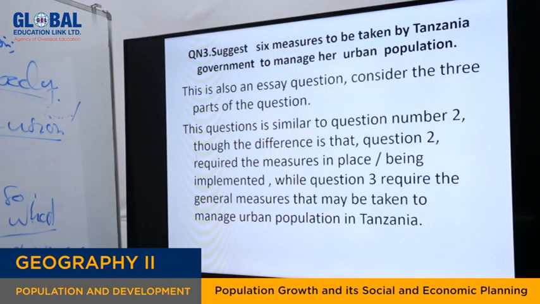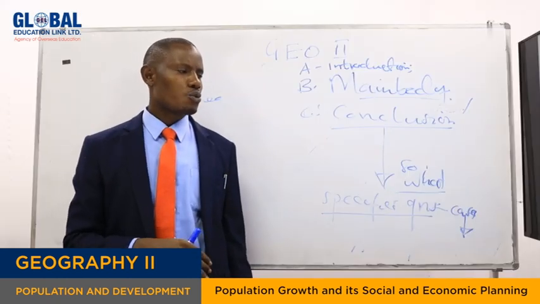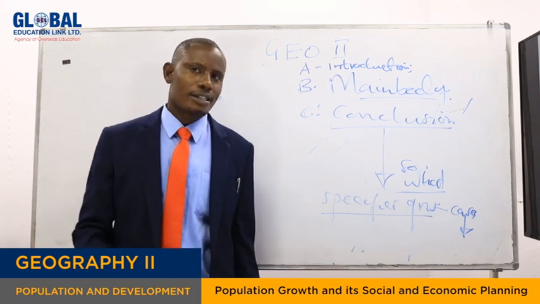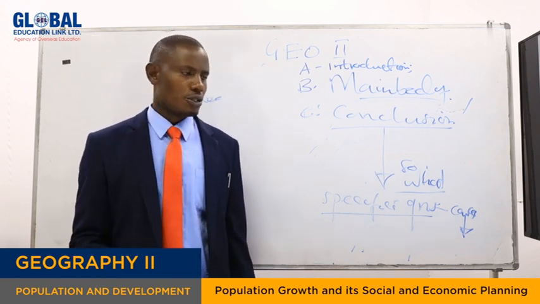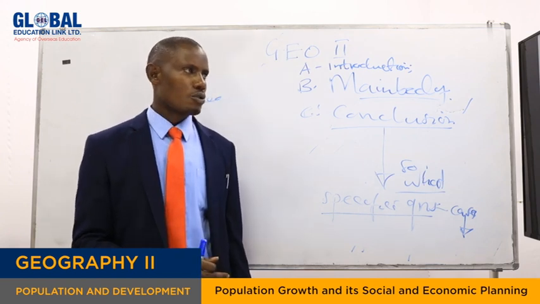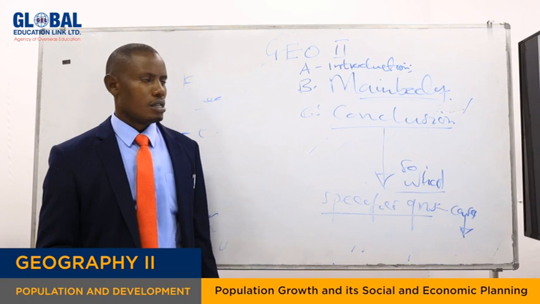For question number 3, this is also an essay type question. We should consider the 3 parts as we said, but this question is similar to question number 2, though the difference is that question 2 required the measures in place being implemented, while question number 3 is just requiring us to suggest some measures. We assume that they are not yet implemented, but you can just suggest them because you have seen those things over there. So it's quite different from the second question, which was talking about specific measures, but over there we're talking about suggesting general measures.